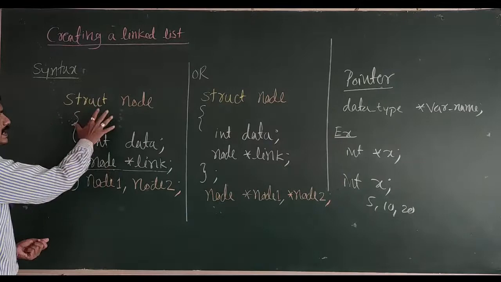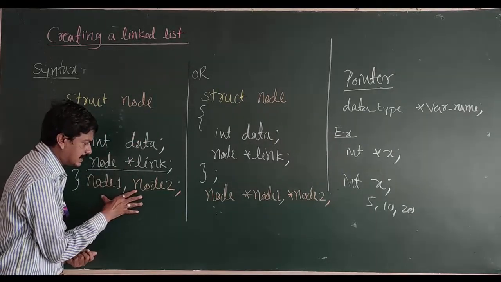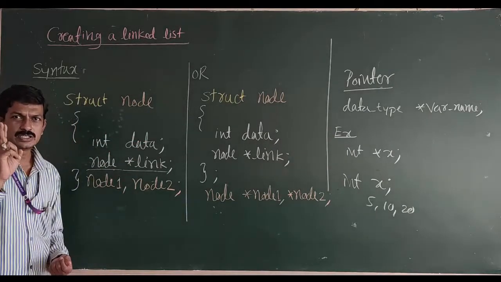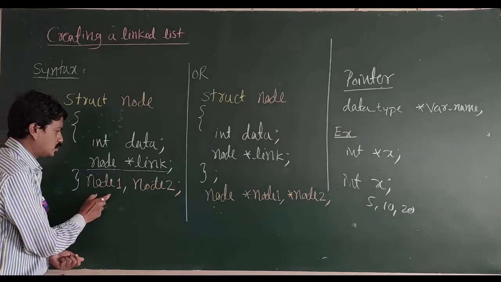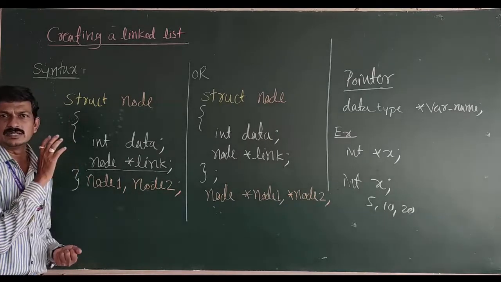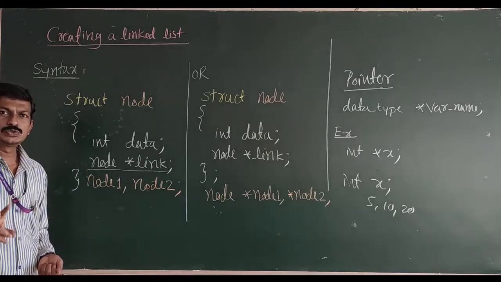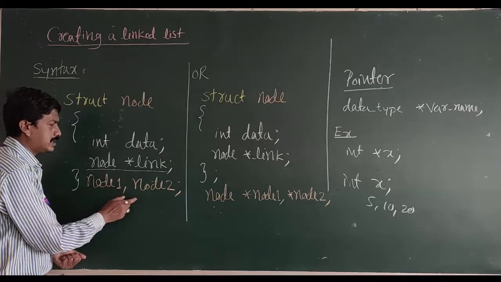These are the same declaration, but node 1 and node 2 are the structure variables. Whatever the structure I created, for this I created two different variables, node 1 and node 2. That means I created a linked list with two different nodes.